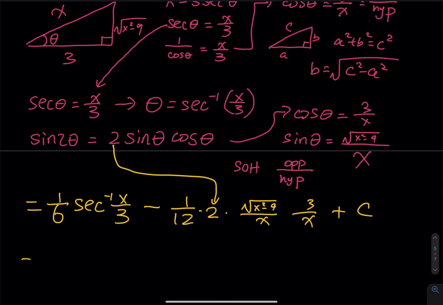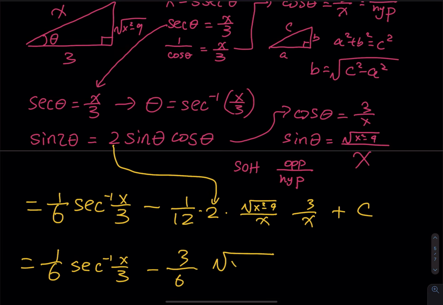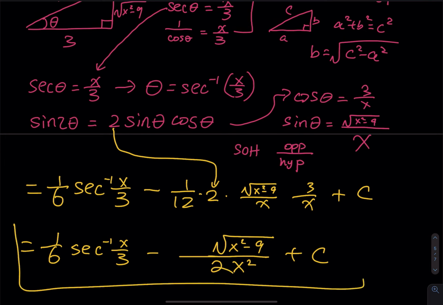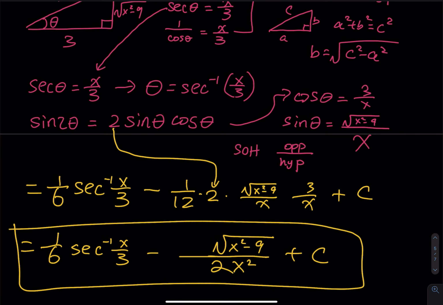Let's clean this up a little bit. You have 1 over 6 inverse secant of x over 3, and then minus 3 over 6, from the 2 and the 12, and then you have a 3 times the square root of x squared minus 9 divided by x squared, plus c. The 3 over 6 we can change to a 1/2. We will just make this one line, and extend the line a little bit. The half goes there. So this is the final answer of the given integral.